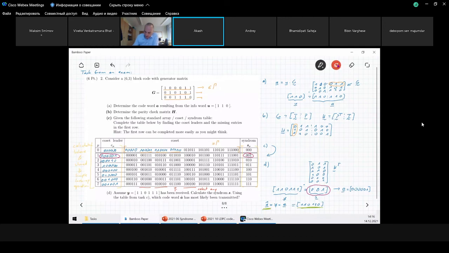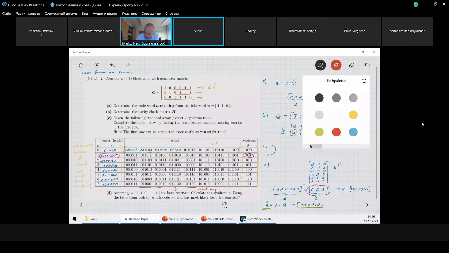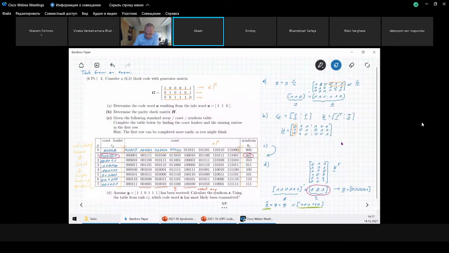Always we select the syndrome's corresponding coset leader as our error. Let me see if I understood. We got the syndrome 001. It can be any of the cosets, but we selected the coset leader as the error pattern with the lowest number of ones. So it could also be any of those.